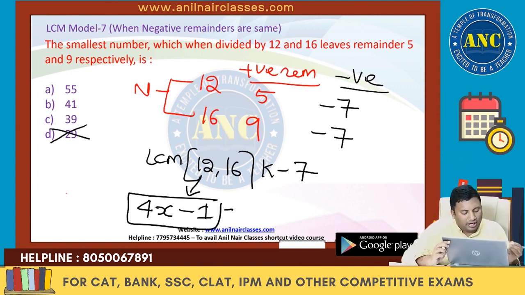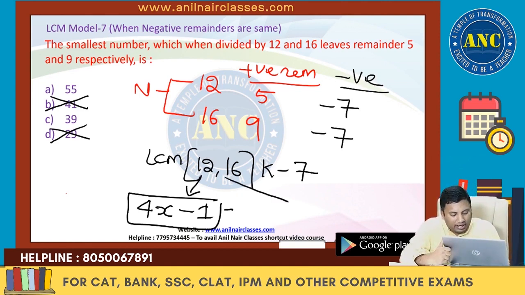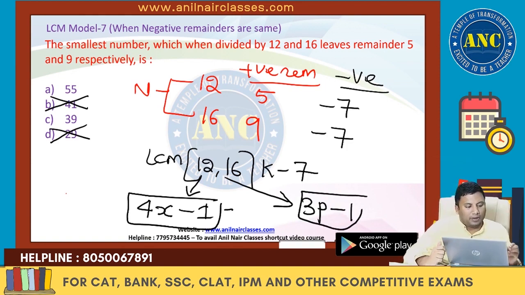29 is 4 into 7 plus 1. 4 into 10 plus 1. 4 into 14 minus 1 and 4 into 10 minus 1. Two options are working here. Then another logic is, another prime number hidden in this one is 3. 3 into p. 3 2s are 6. 3p minus 1.